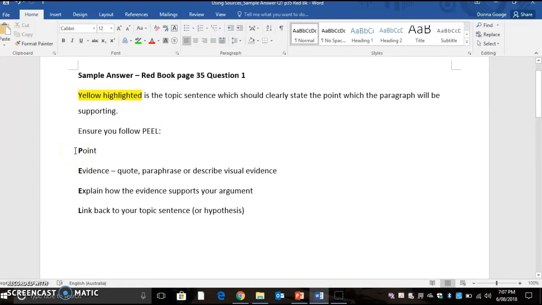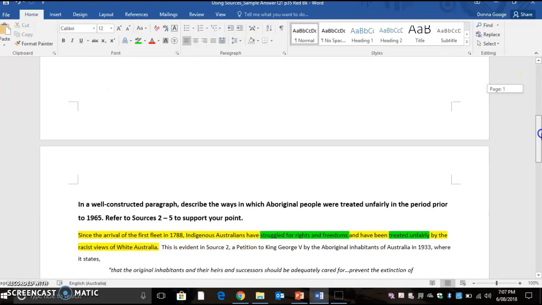Your point, which is the topic sentence, then evidence from the sources, which can be a direct quote, paraphrasing a quote, or describing something in visual evidence. And the biggest thing that you have to remember to do is explain how the evidence supports your argument. And then at the end, link back to your topic sentence. Okie doke.